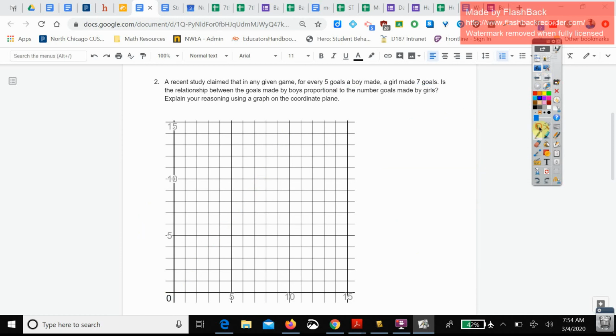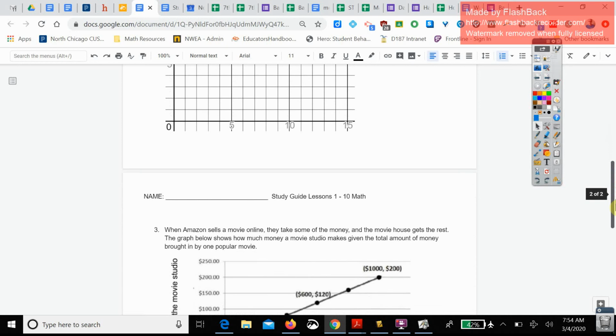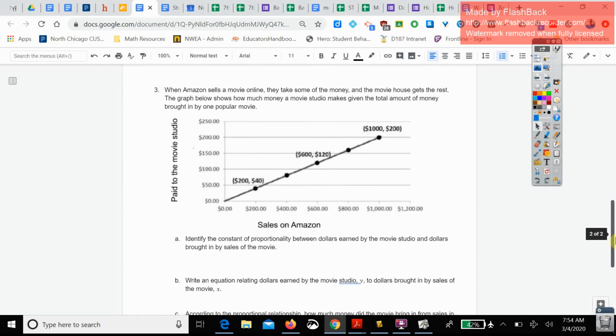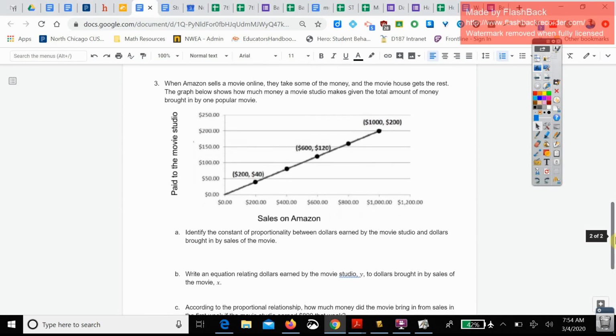3. So here we are, almost done already. When Amazon sells a movie online, they take some money and the movie house gets the rest. The graph below shows how much money a movie studio makes given the total amount of money brought in by one popular movie. Identify the constant of proportionality.